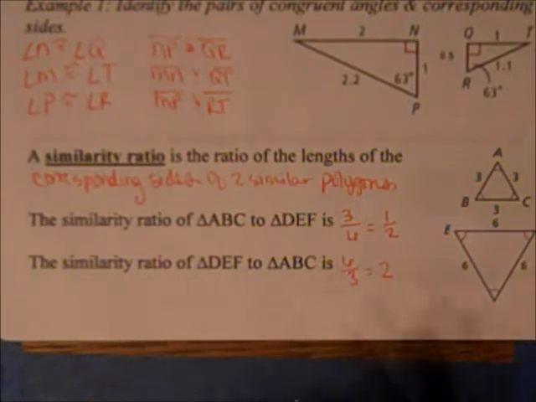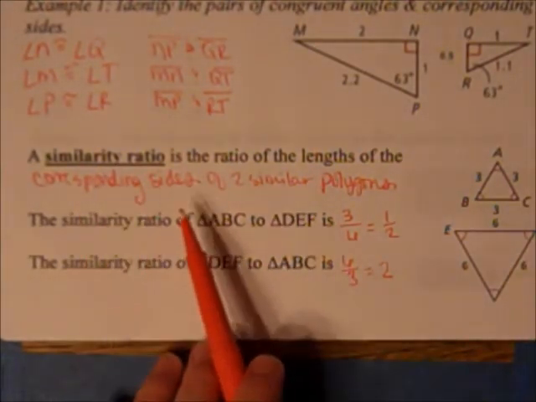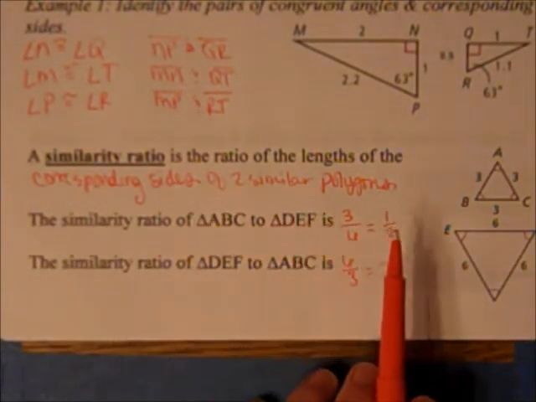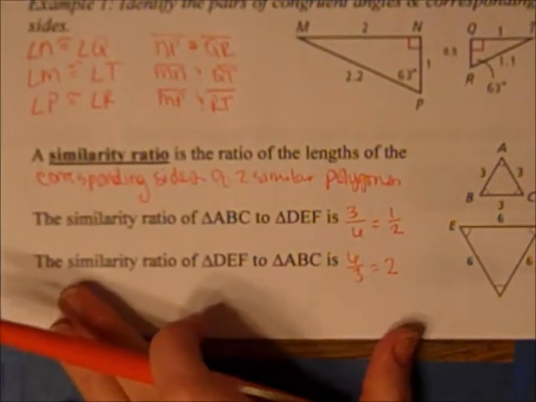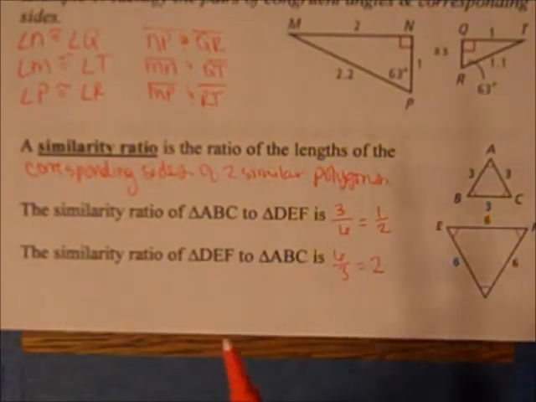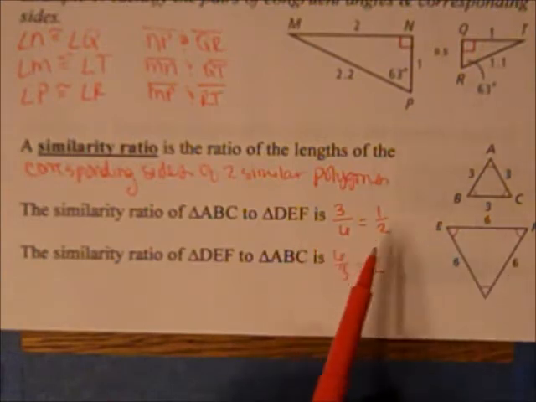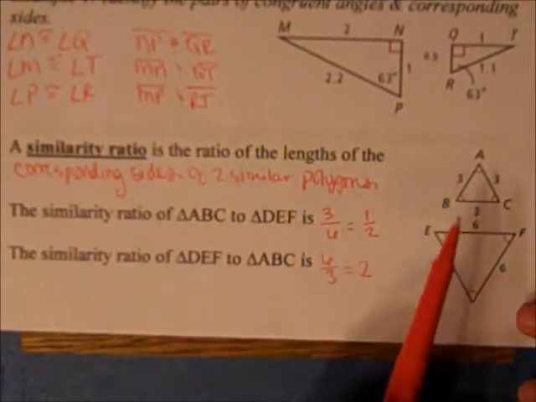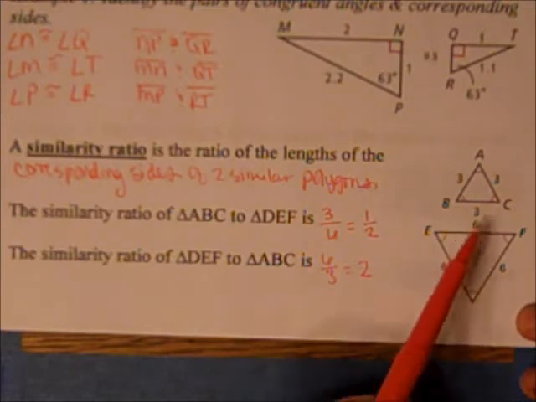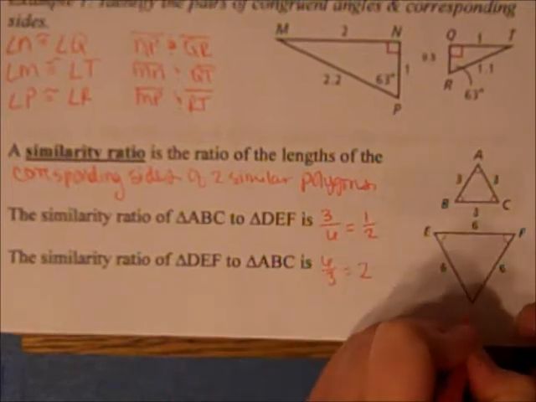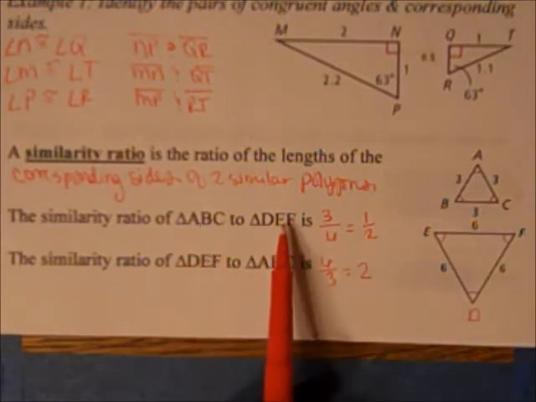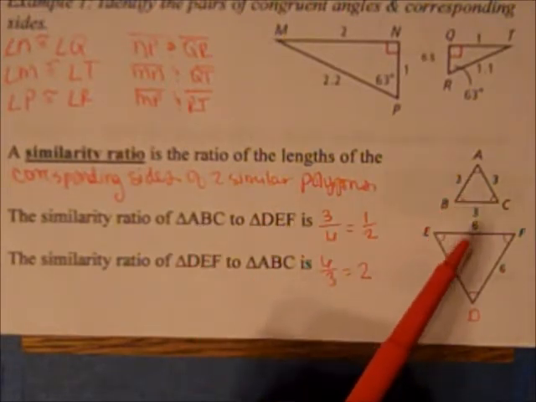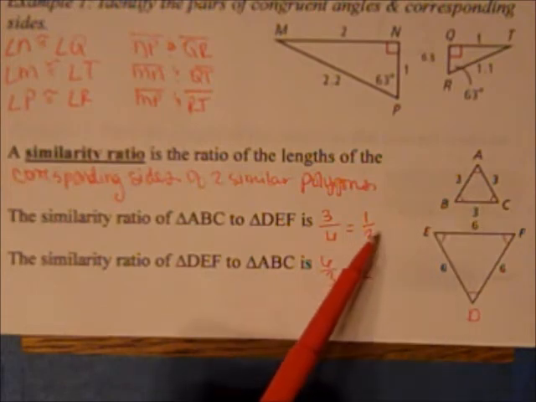Alright, a similarity ratio is the ratio of the lengths of the corresponding sides of two similar polygons. Now, you have to be very careful with this. This is about the only place people mess up, but people messed up a lot on this last year. Whichever way you write the order of the polygons, you have to keep the order of the ratio. So here's my example over here. ABC has side lengths of 3. DEF has side lengths of 6. So if I say ABC to DEF, then I have to do 3 to 6, so the ratio is 1/2.